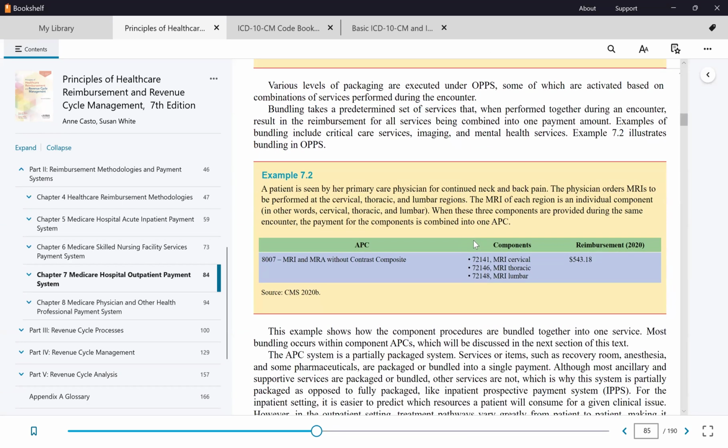Seven two, here we see an issue of the bundling. We have a patient who's seen for continued neck and back pain. The provider orders an MRI. The MRI, each region is an individual component, so it's separated. We have the cervical, thoracic, and lumbar vertebrae. And when these three components are provided during the same encounter, the payment's going to be combined into one APC.